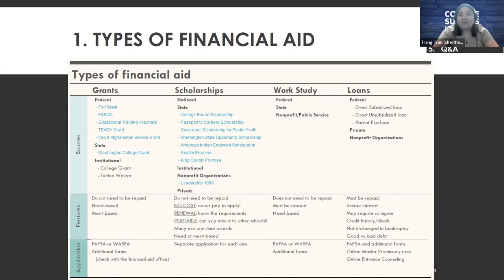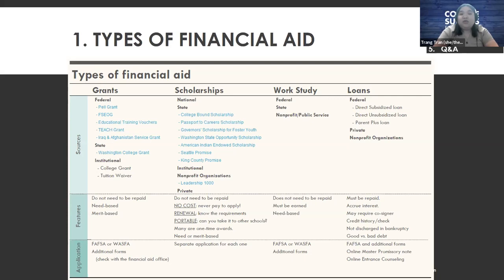And then lastly, loans. There are federal, private, and nonprofit sources for student loans. They must be repaid. They accrue interest and may require a co-signer. Loans may require a credit history check and often are not dischargeable in bankruptcy.